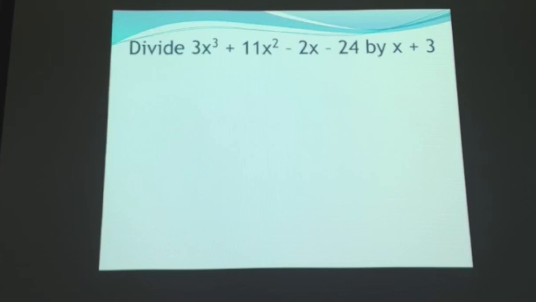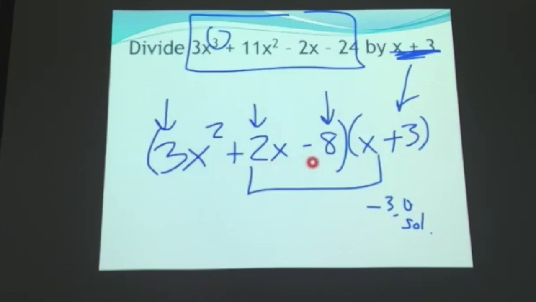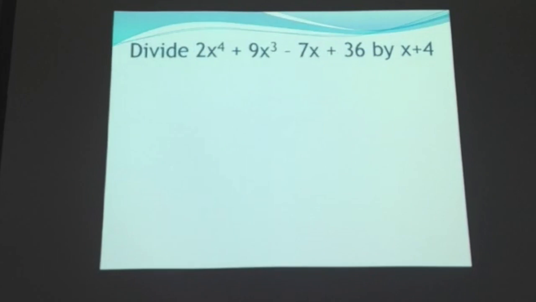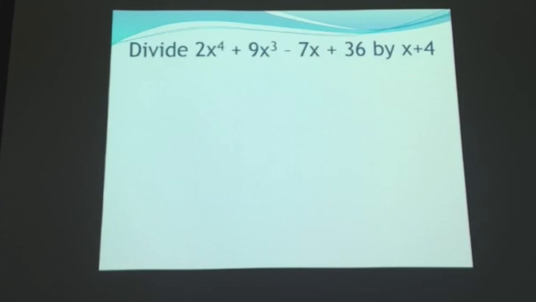There we go. Okay, so by the time we divided, what did we end up with? The complete final answer? 3x squared plus 2x minus 8. My division problem here was the factor that we started with in the very beginning, and we learned that -3, 0 was a solution. So let's try one last one, and then we'll call it a day.